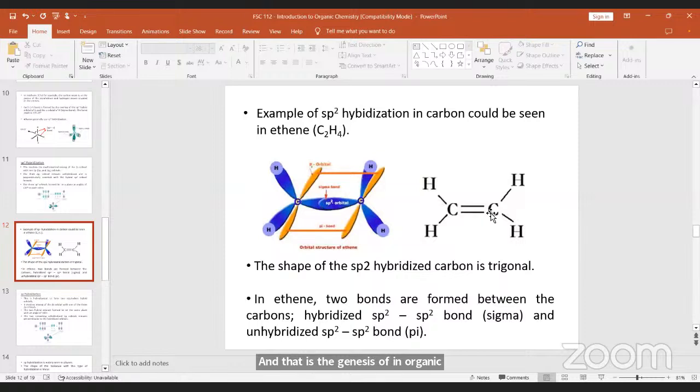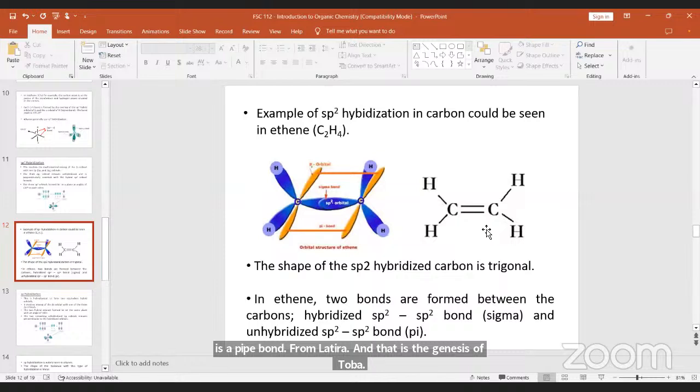Okay, because one of the bonds is a horizontal overlap between hybridized sp2 and sp2 carbon. The other bond is a lateral overlap, side-by-side overlap between the unhybridized 2pz orbital in one carbon and the unhybridized 2pz orbital in the other carbon. So between the 2 carbons, you now have 2 types of bonds. One is a sigma bond from horizontal overlap. The other is a pi bond from lateral overlap. And that is the genesis of double bond in organic chemistry.